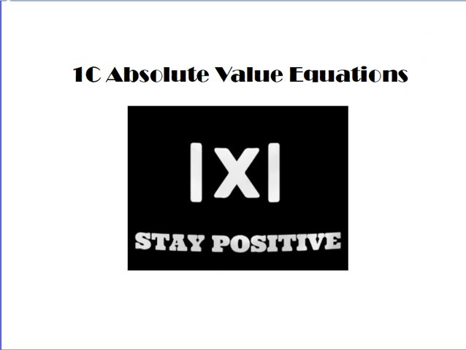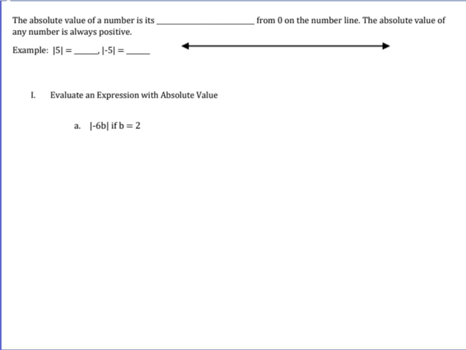1C, absolute value equations. So first we're going to get a reminder of what absolute value is. The absolute value of a number is its distance from 0 on a number line. And because it is a distance, it is always positive. So for example here, the first thing we have is the absolute value of 5.